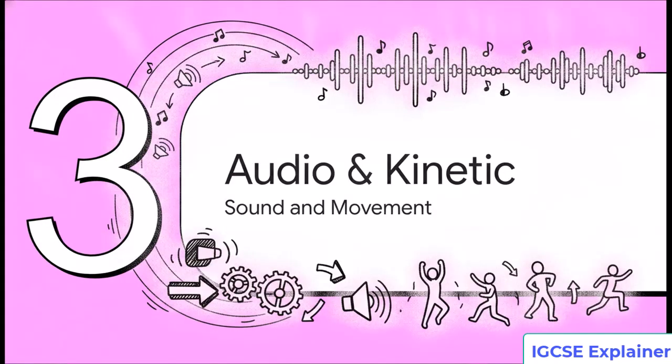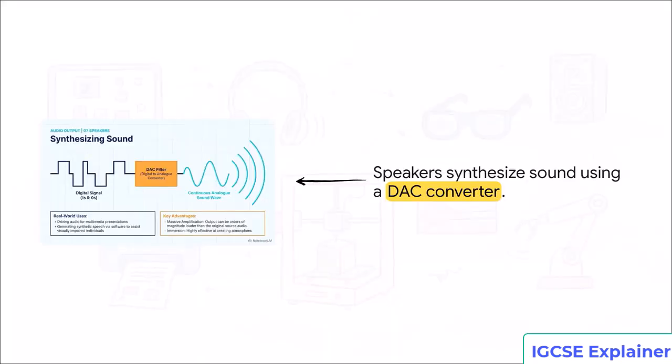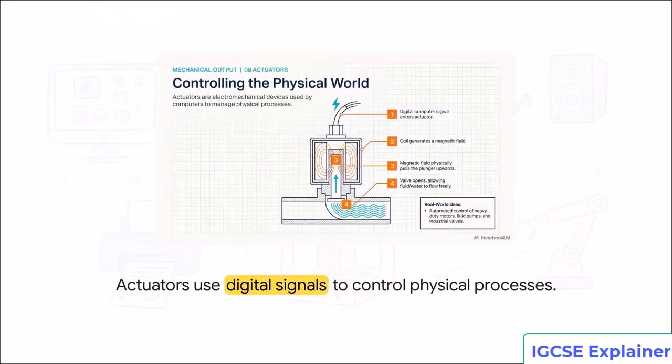Moving on to Section 3, Audio and Kinetic Output. So, speakers synthesize sound by taking those digital ones and zeros and passing them through a DAC. That's a digital to analog converter, and this creates a continuous analog sound wave. The key advantage here is massive amplification and immersion. But it's not just for making multimedia presentations sound more atmospheric. This is actually a highly critical output for generating synthetic speech via software, which drastically improves accessibility for visually impaired individuals. And this brilliantly illustrates our second major output definition, which is controlling the physical world.